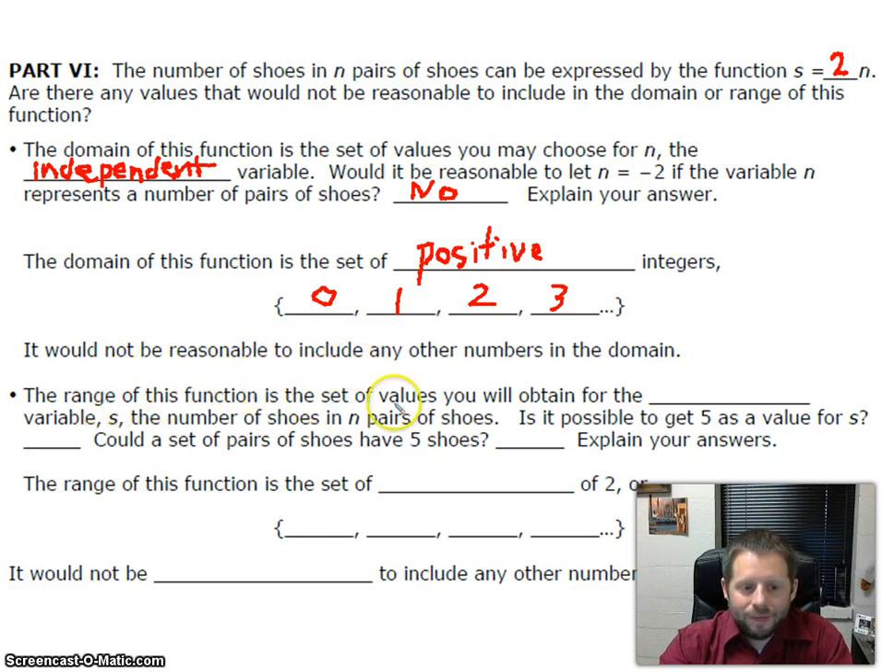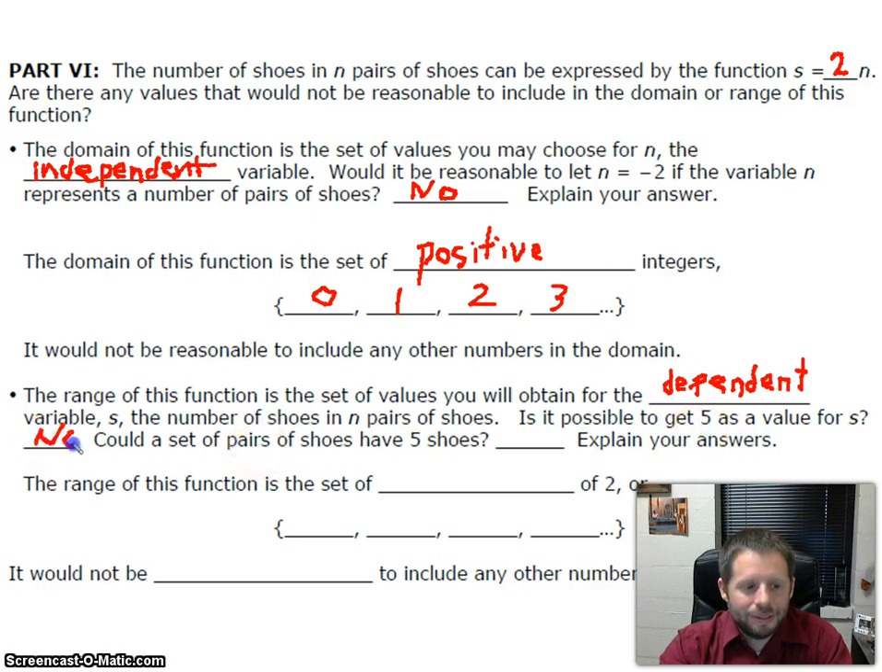So the range of this function is the set of values that you will obtain for the dependent variable. The dependent variable is the one that's being controlled by the independent variable. In this case, s is acting like our y, and our y is always our dependent variable because it always depends on the x. The number of shoes in n pairs of shoes is going to be our s value. So it says, is it possible then to get 5 as a value for s? If n is the number of pairs of shoes and we're multiplying that by 2, are you ever going to get an odd number for s? Well, no, because anytime you multiply by 2, you get an even number for the result. So this is not possible.